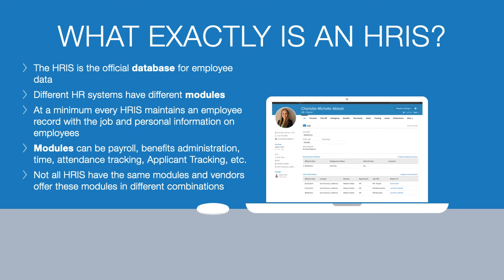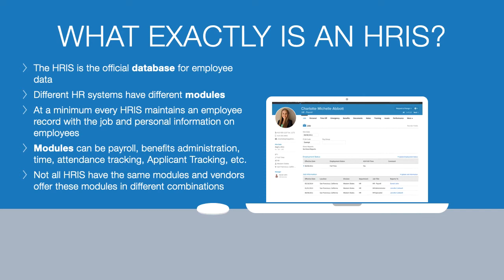The base element of any system is really just a record of the employee job and personal information. So again, modules can be anything from payroll, benefits administration, time, attendance tracking, applicant tracking, etc. And not all HRIS systems have the same modules, and vendors offer these modules in different combinations. So if you have a system like Workday, you can purchase the applicant tracking system separate from the HRIS system.